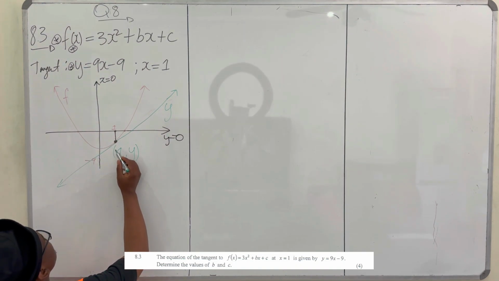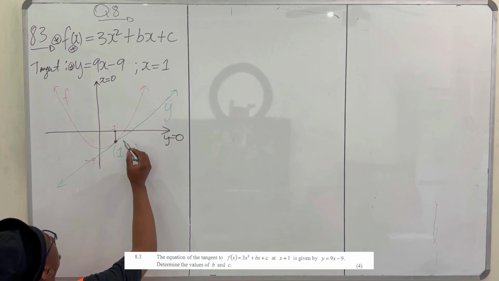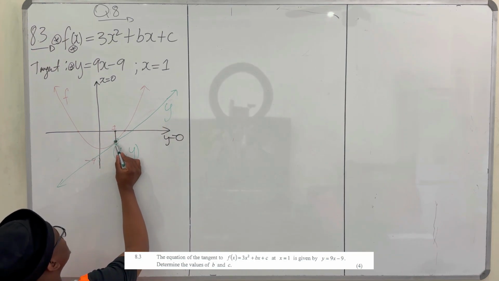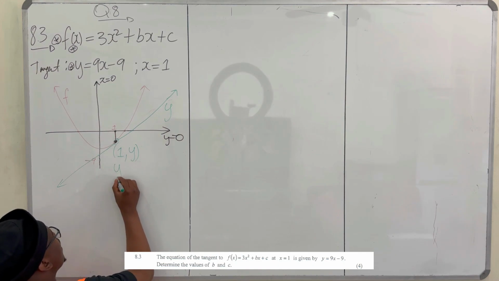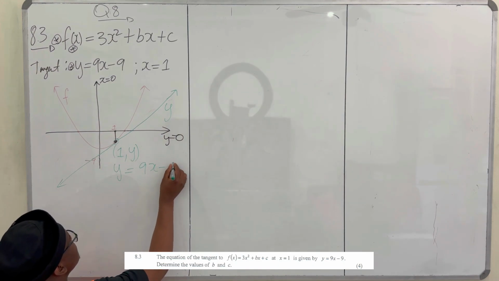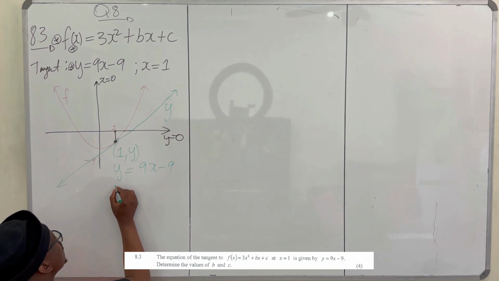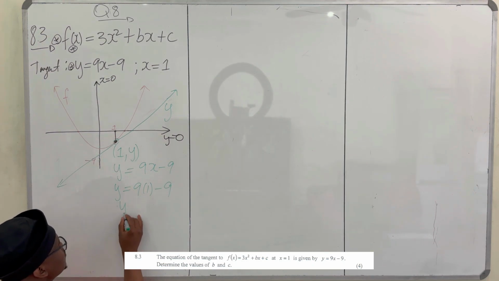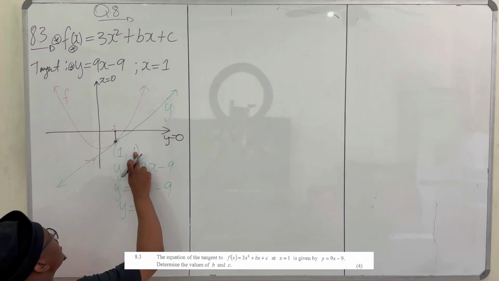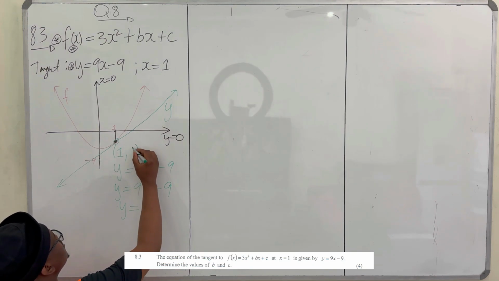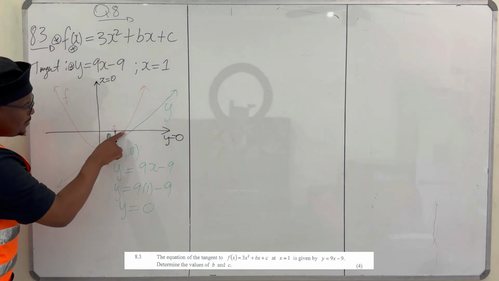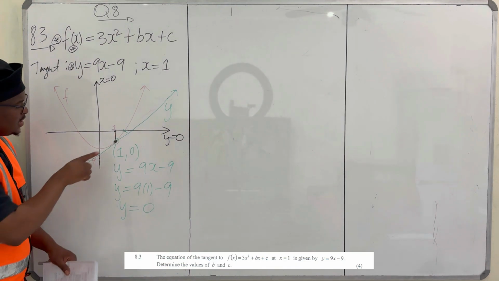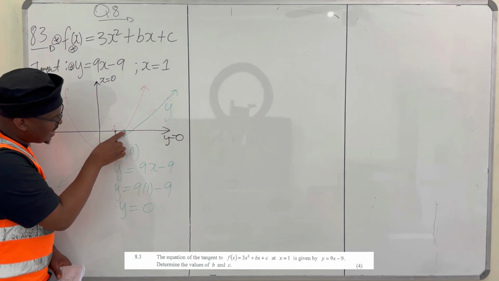So I'm finding the coordinates of the green function, which is the tangent, where these two functions meet. It's going to be y equal to 9x minus 9. But x is 1, so y is equal to 9 times 1 minus 9. So your y is equal to 0. So the y value at this point, where these two meet, is 0. They are touching at that point there.